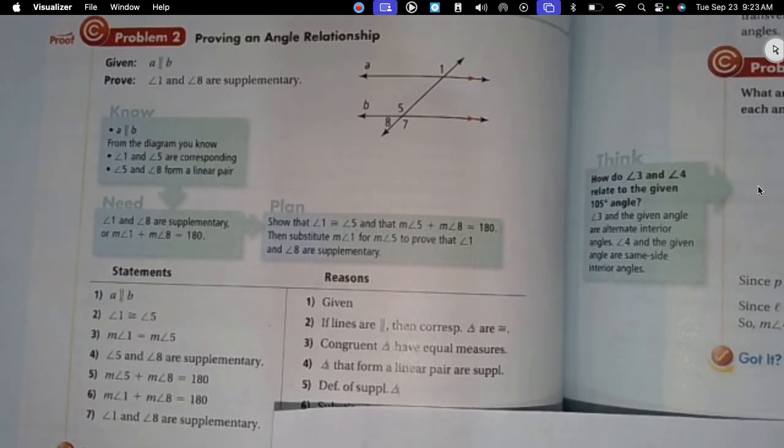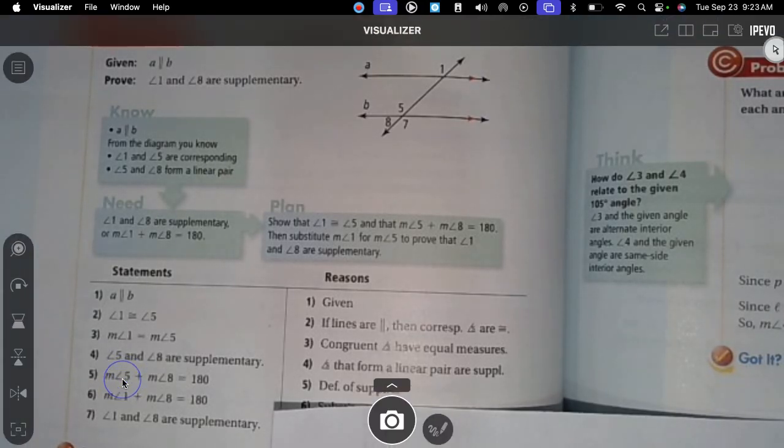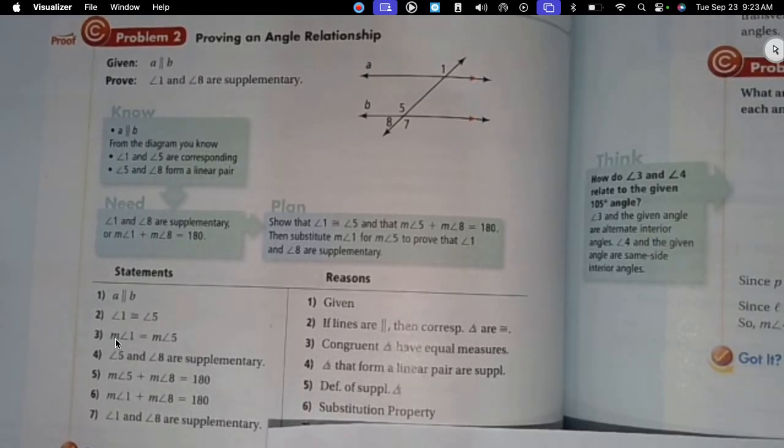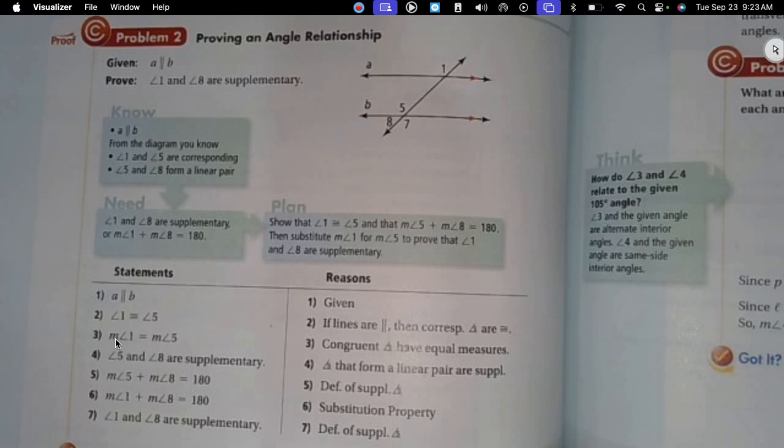So what did they do? This part's confusing. Instead of writing 5, what did they write? 1. They substituted it in. Didn't we say right here that 1 and 5 are the same? So instead of writing 5, they wrote 1. So that's substitution. So angle 1 plus angle 8 equals 180. That means they're supplementary. Definition of supplementary.